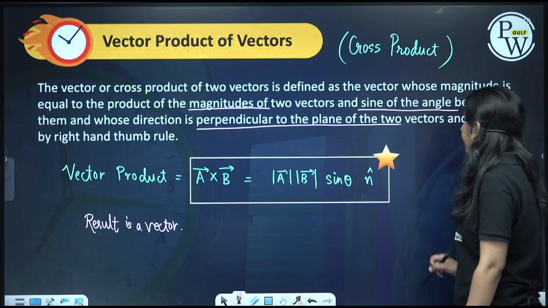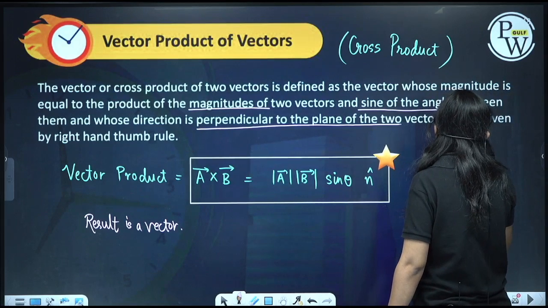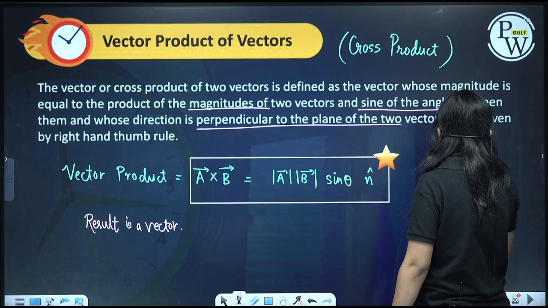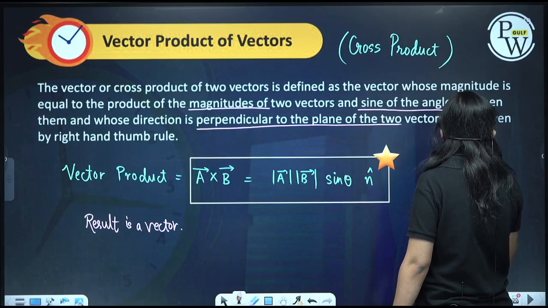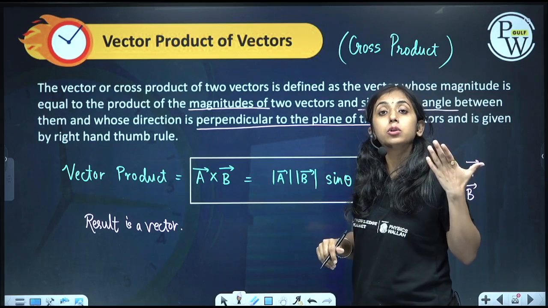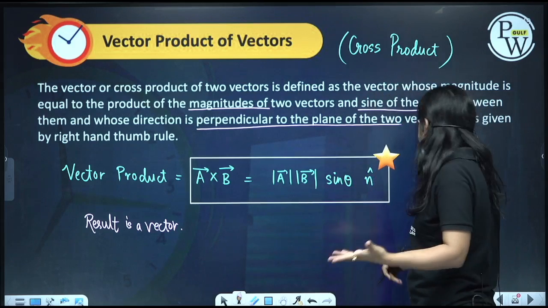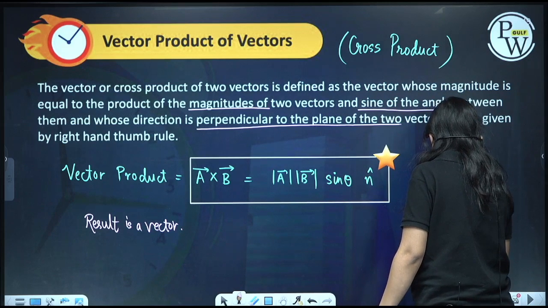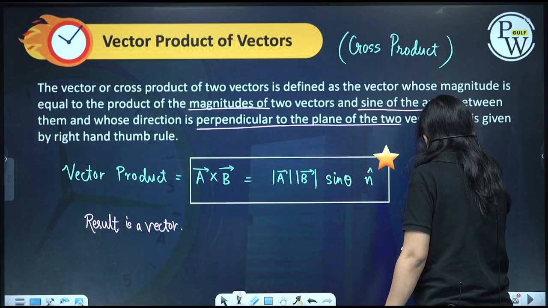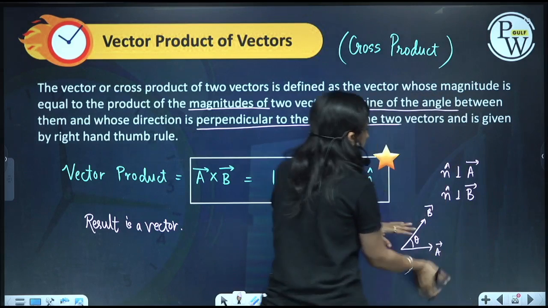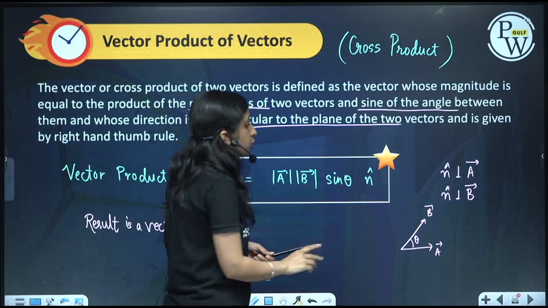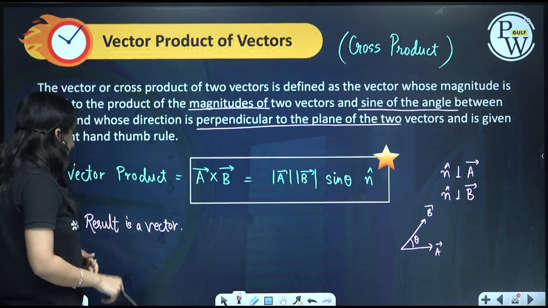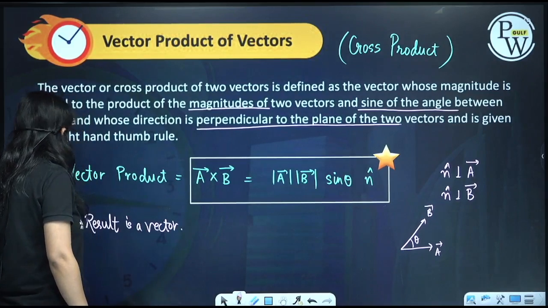Okay, the n cap here will be perpendicular to A as well as perpendicular to B. That is why we say that it is perpendicular to the plane having A and B. If this is my A and B, two vectors, then the plane having them will be the plane of the board. So A cross B will point outwards and B cross A will point inwards. They are perpendicular to the plane.